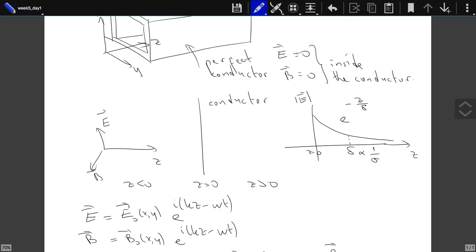If delta is 0, the electric field is 0. So for a perfect conductor, we don't have this tail. At z equal to 0, it is already 0. So there is no electric field inside. Well, if there is no electric field, no currents, no magnetic field inside.